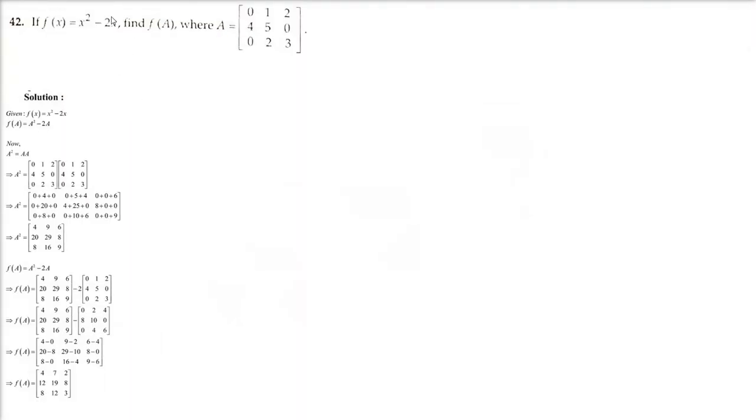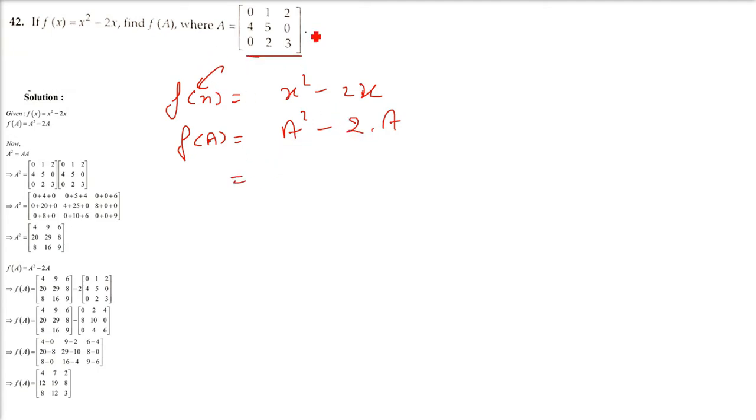This is x square minus 2x, so this A is there. How to do this? This is f(x) equals x square minus 2x. So if you take x as A, f(A) will be equal to A square minus 2A. So you have to compute this. A square is this whole square, and just multiply these two matrices, and A square will come, and minus twice of this A. I'm directly writing A square.